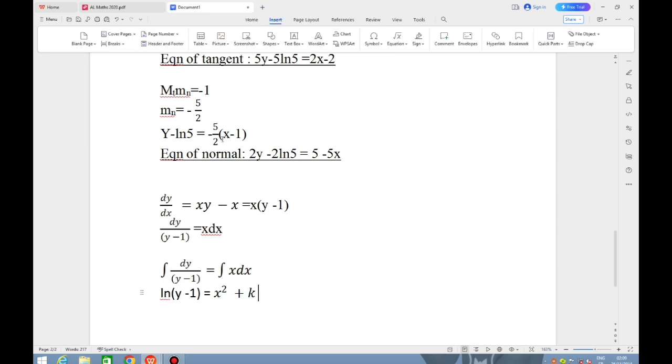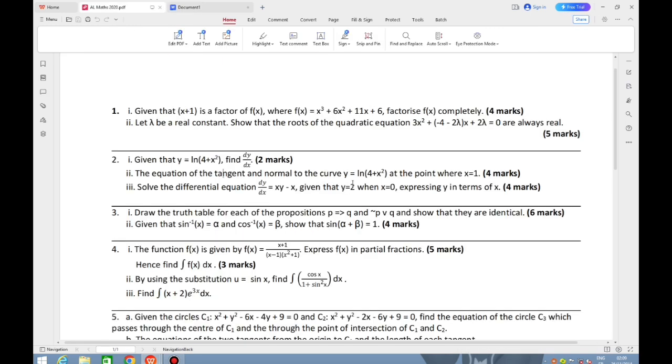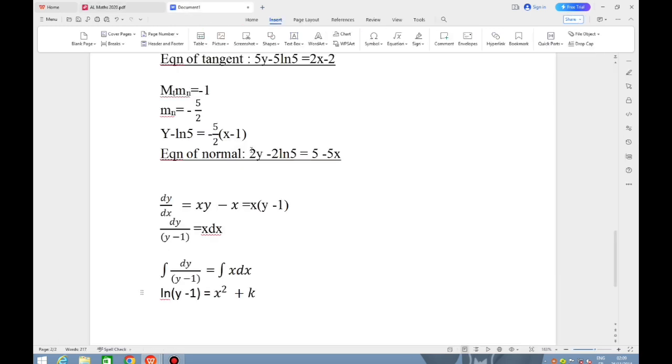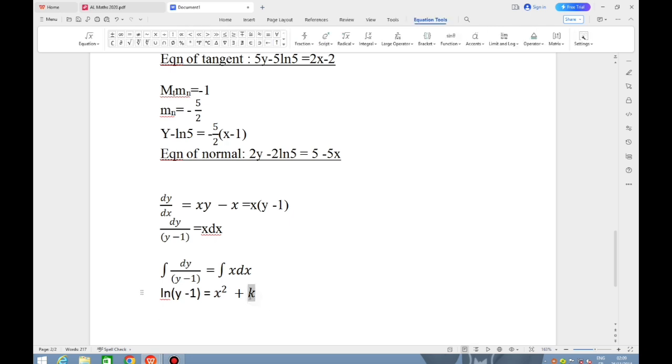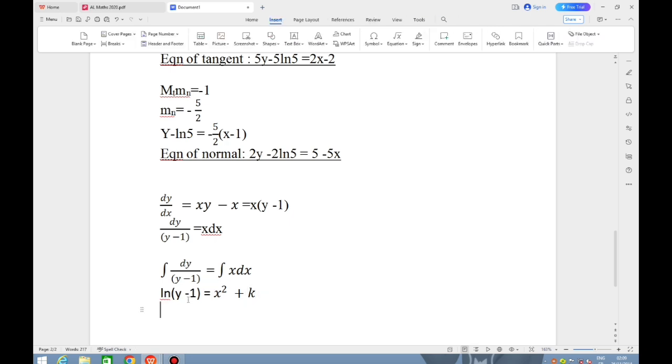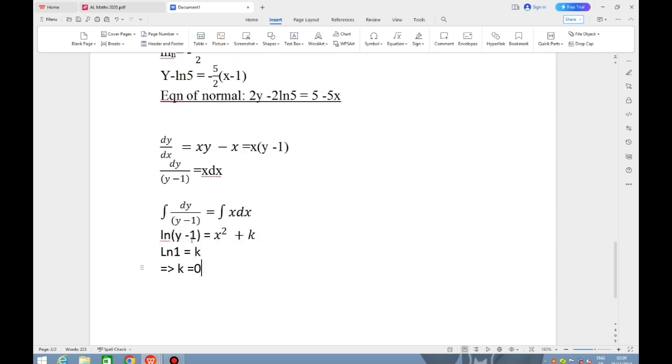Now from here we get some values which say, given that y is equal to 2 and x is equal to 0, we have to substitute these values in this equation to get the value of the constant k. So when y is equal to 2, ln of 2 minus 1 is equal to 1, so that's ln 1 is equal to x squared, x is equal to 0, so 0 plus k. Ln 1 is equal to 0, implying that k is equal to 0. And then we now substitute the value of k into this equation. This is going to give us ln of y minus 1 is equal to x squared.